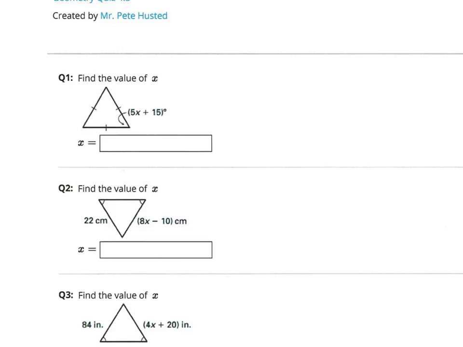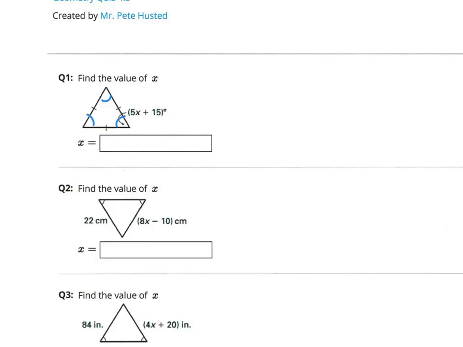So question number 1, they want you to find the value of x. One thing I want you to make sure is this is an angle. 5x plus 15 is an angle. When you see these tick marks, that also means that the opposite angles are also going to be equal, okay?